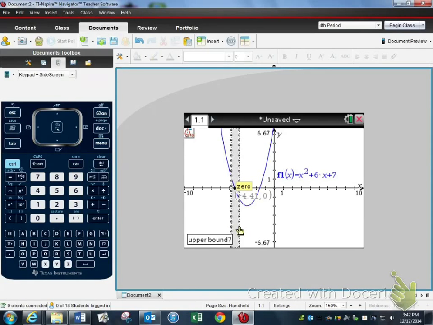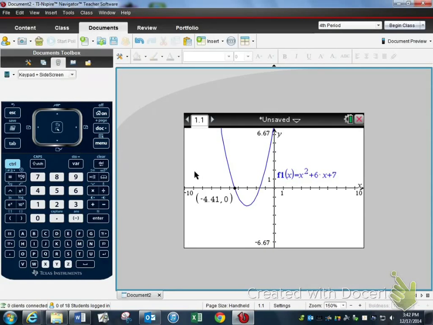Now, when I move it to the right of that point, a point shows up and tells me that's a zero. That's what I want. So if I hit enter there, it tells me that my zero, my solution, my root, my x-intercept is negative 4.41, 0. Depending on what form you put it in, if you want zeros or x-intercepts, it's an ordered pair. If you want solutions or roots, it's just x equals negative 4.41. And there you go.